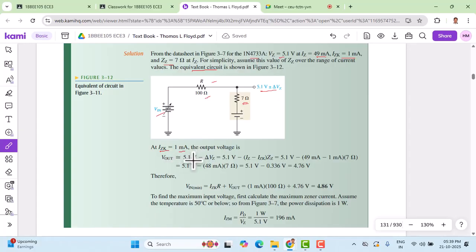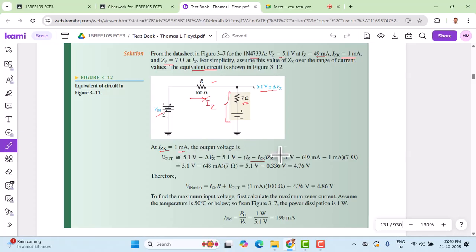V out is equal to the 5.1 volt, which is the overall voltage across it, minus the delta Vz. The delta Vz is nothing but voltage across this. Okay, so delta Vz in turn can be calculated by Iz minus Izk times Zz. So what is Iz and Izk? Iz is the current that is flowing here. Okay, Iz minus Izk, we are subtracting this current here, and that's multiplied with the Zz resistance. Okay, so that gives me this internal equation.